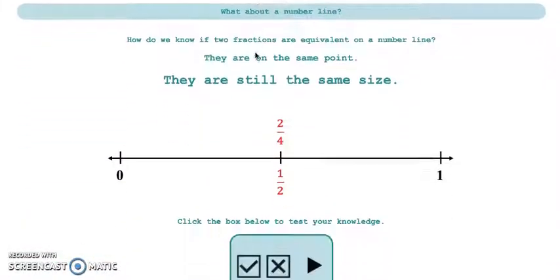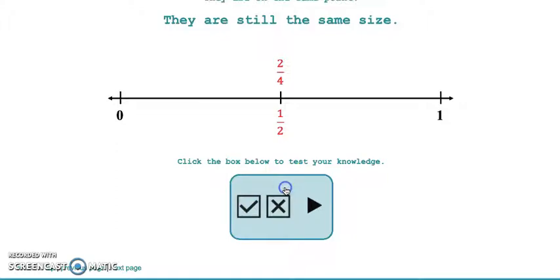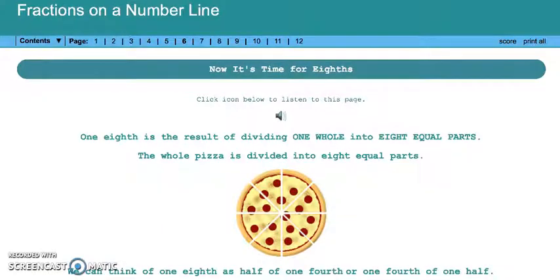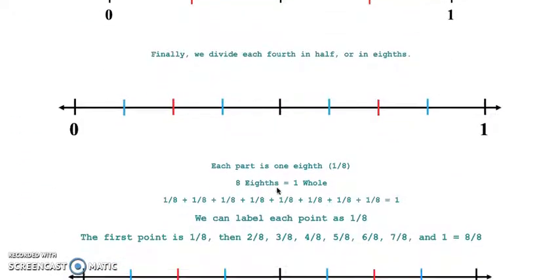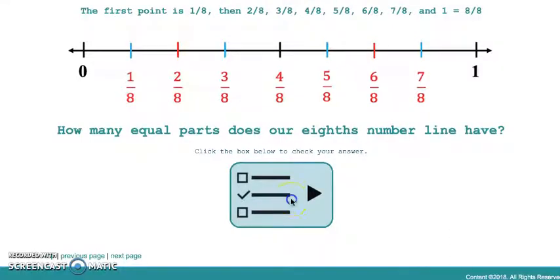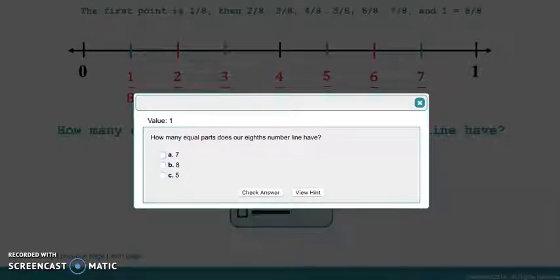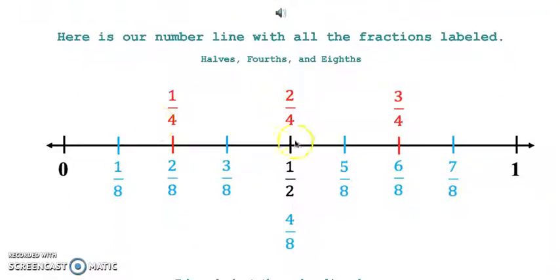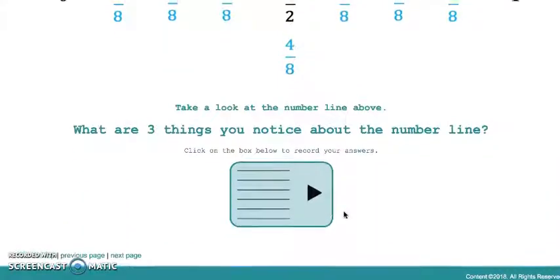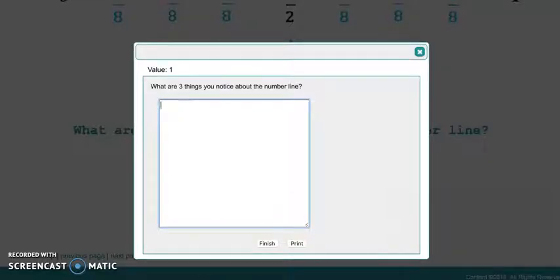Once again, there is another pop-up quiz question to keep the students engaged. The next page shows eighths, once again with the pizza and then the number line. Another pop-up quiz question has been included at the bottom of the page. The next page shows the number line with all the fractions labeled: halves, fourths, and eighths. The students have another open-ended question to answer here.